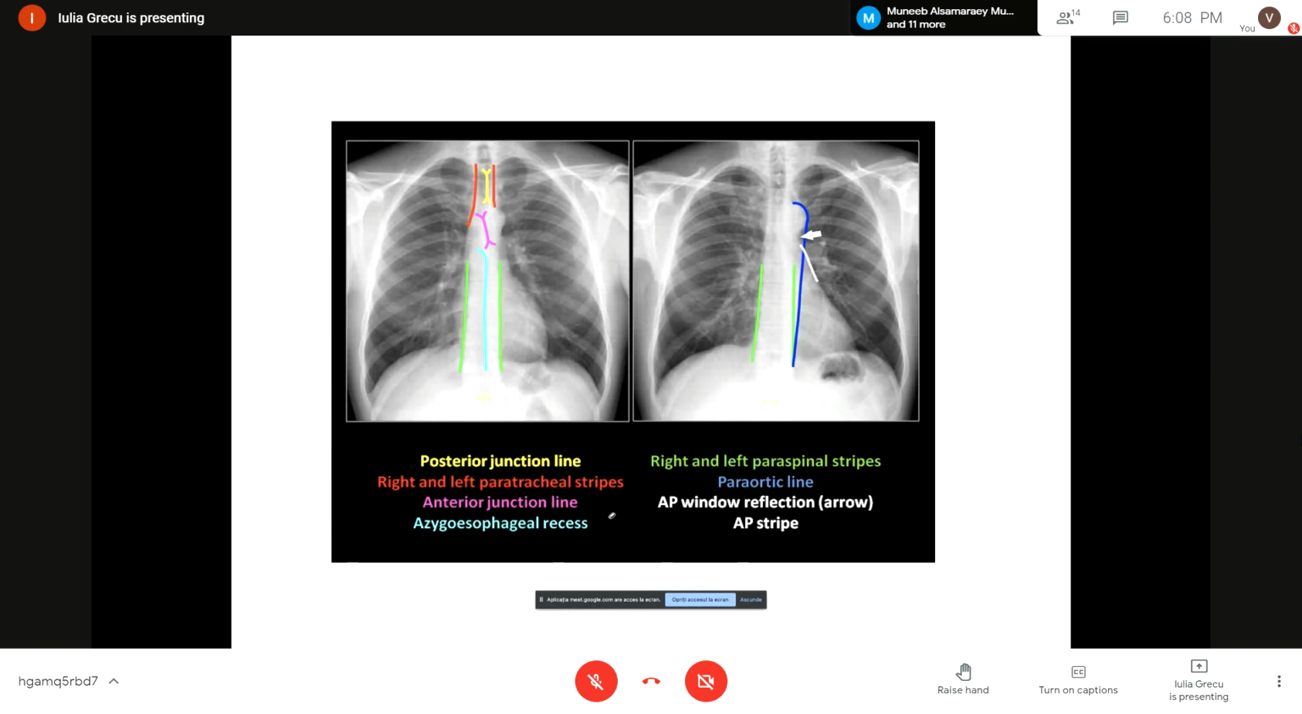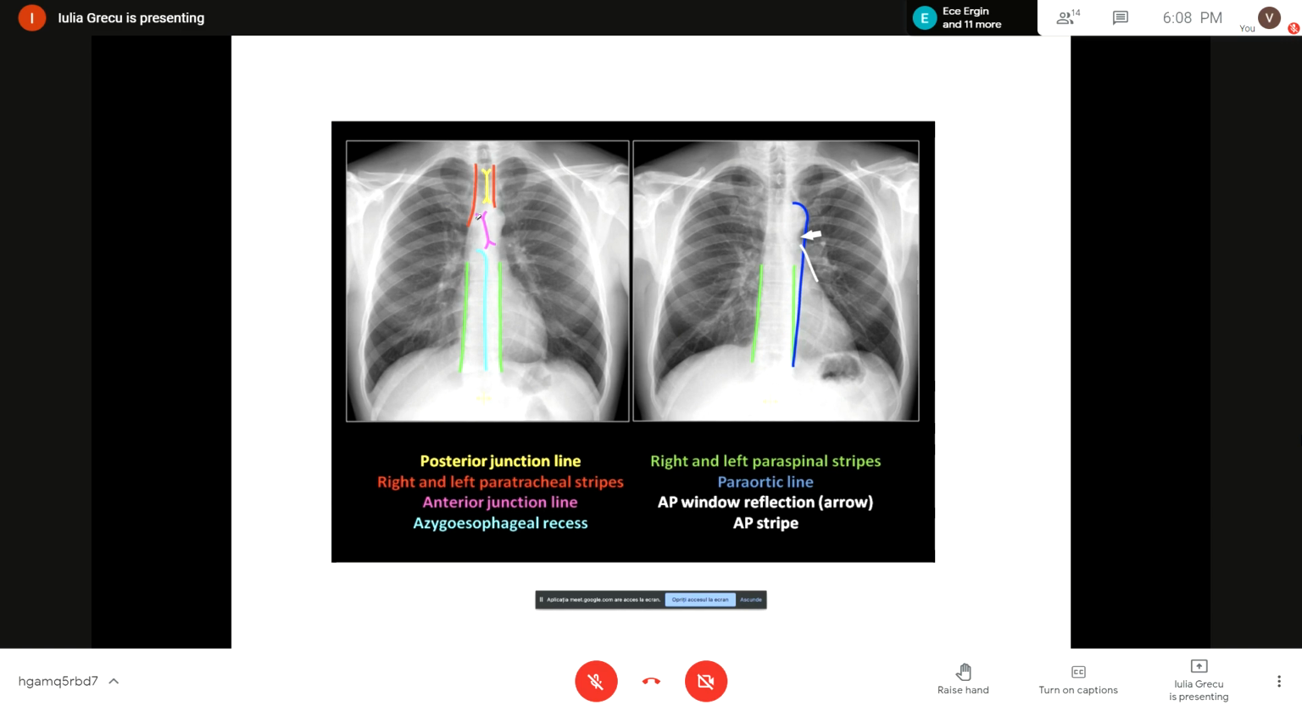Here are some lines that help us identify some mediastinal pathologies. These lines are determined by the contact between the lung, which is filled with air, and the structure that is more dense inside the mediastinum.